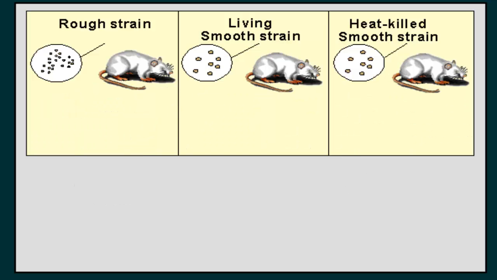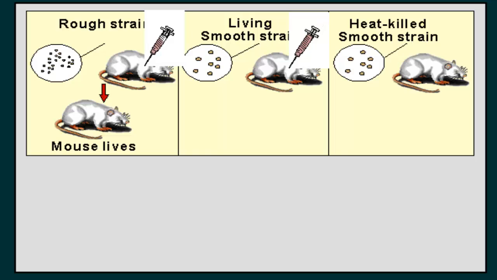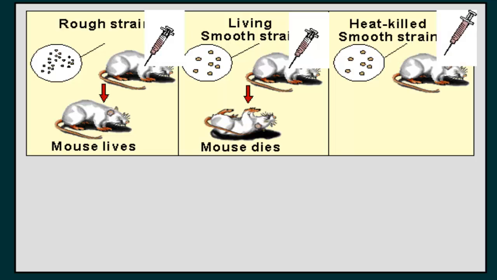Griffith's experiment involved infecting mice with both strains of the pneumococcus. As the diagram illustrates, he first infected mice with live rough type, and the mice survived. He then infected mice with a live strain of the smooth, disease-causing type, and the mice died. Next, he infected mice with heat-killed smooth type, and again the mice survived.